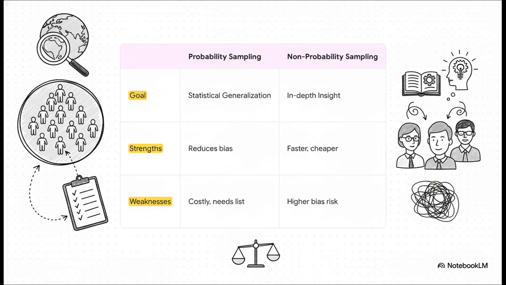Look, if your goal is to say, my findings apply to all 12,000 students in this university, then you absolutely must use probability sampling. No way around it. But if what you want to say is, this is a super deep dive into how the best of the best teachers think, then purposive sampling is going to be your best friend.